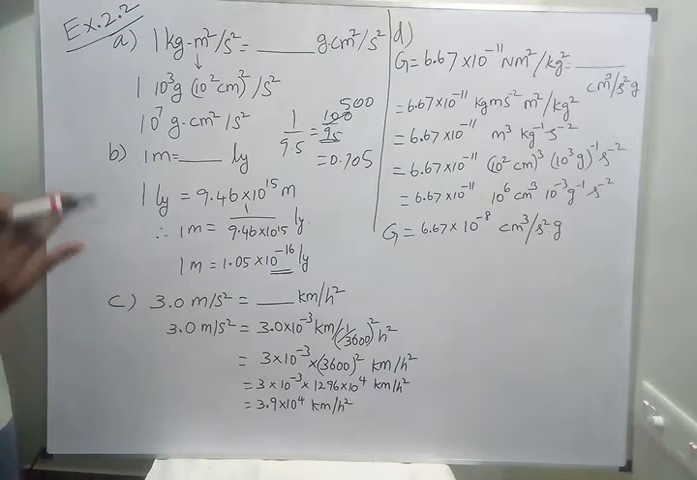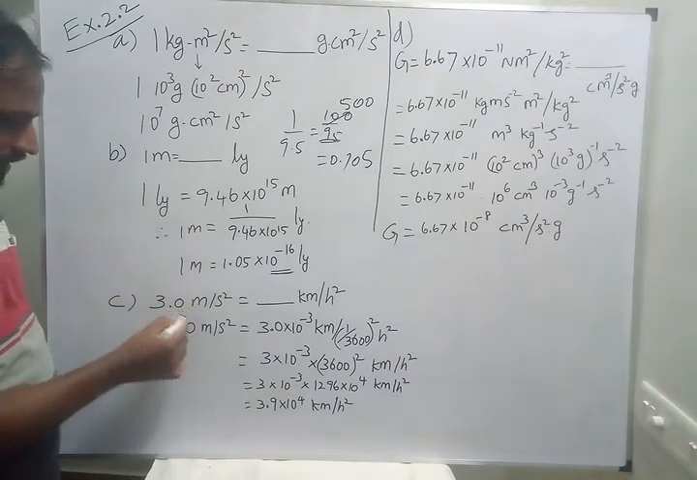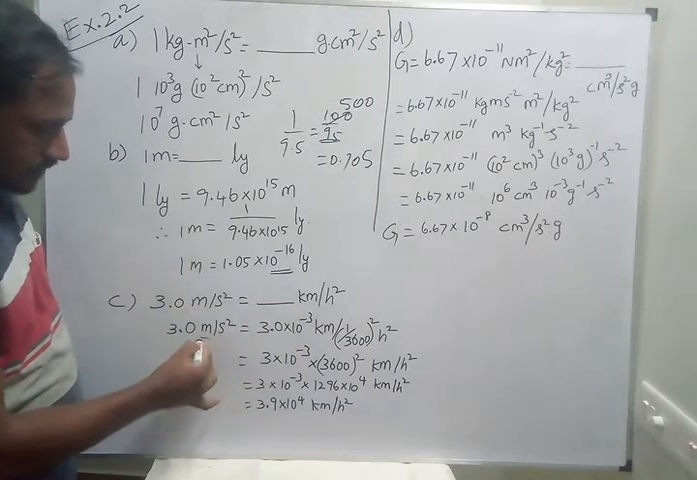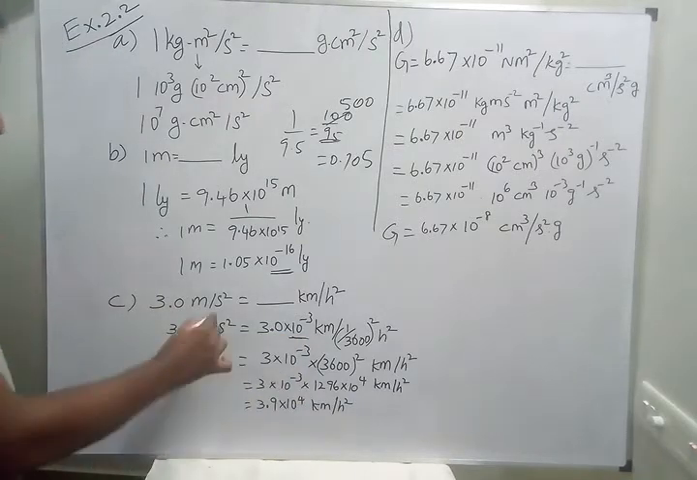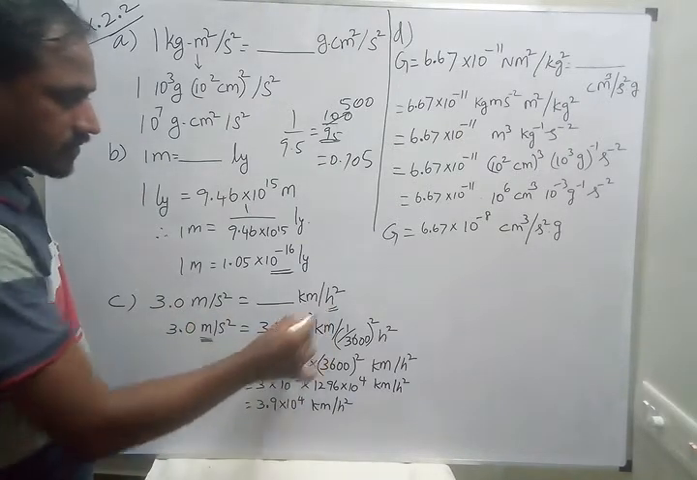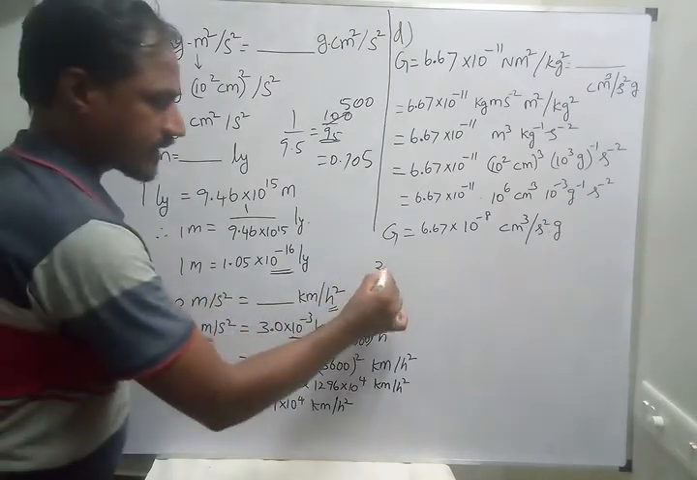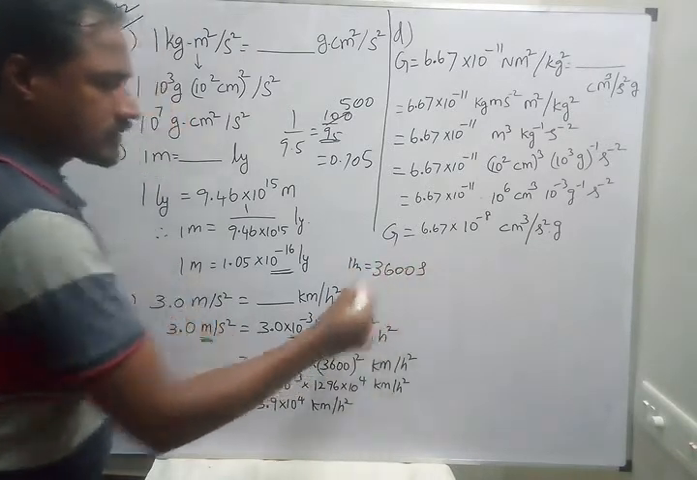0.001 kilometer, which means 10 to the power minus 3 kilometer. So 3 into meter per second squared. So 1 meter equals 10 power minus 3 kilometer, and divided by second squared. We have to convert into hour squared. In 1 hour there are 3600 seconds.